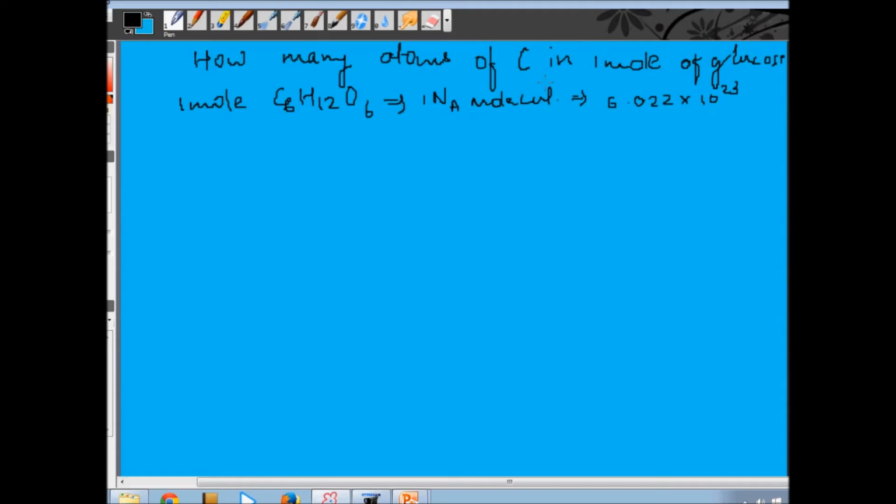Okay, so the question now becomes how many atoms of carbon are present in 6.022 multiplied by 10 to the power 23 molecules of glucose. So we already know the number of atoms in 1 molecule of glucose. Again, using the unitary method, 1 molecule of glucose contains 6 atoms of carbon. So Na number of molecules, that is 6.022 into 10 to the power 23, will contain how many atoms? Let's say X. Now you cross multiply.